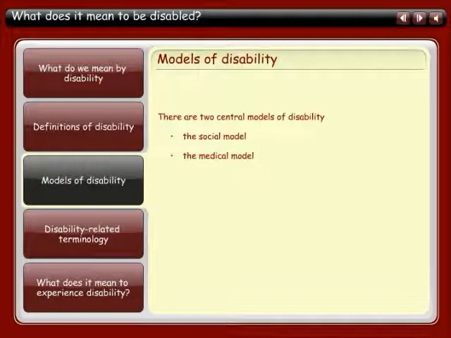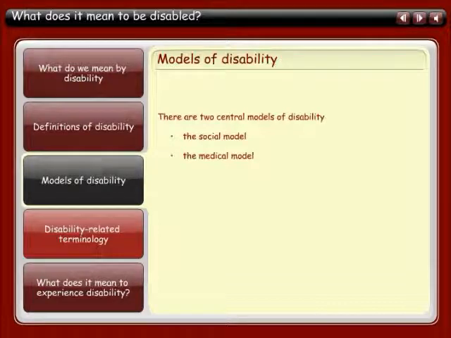There are two central models of disability. The social model. It describes disability as all the things that impose restrictions on disabled people. These range from individual prejudice to institutional discrimination. Also, from inaccessible public buildings to unusable transport systems, as well as from segregated education to excluding work arrangements, and so on.